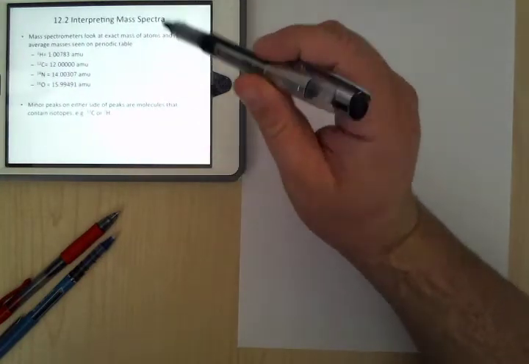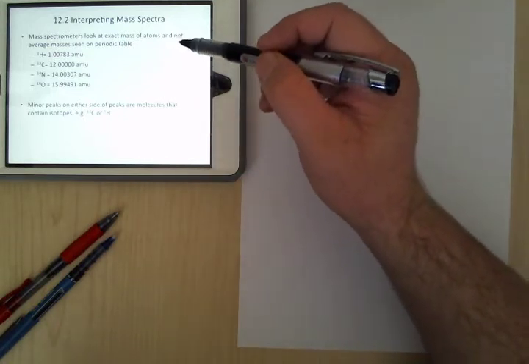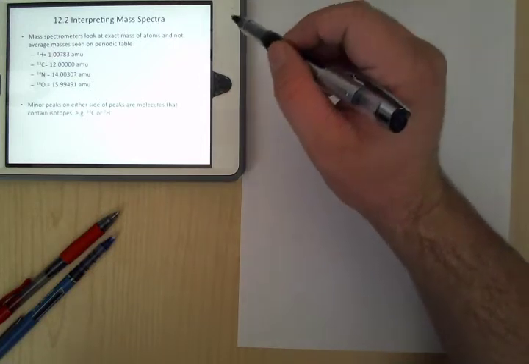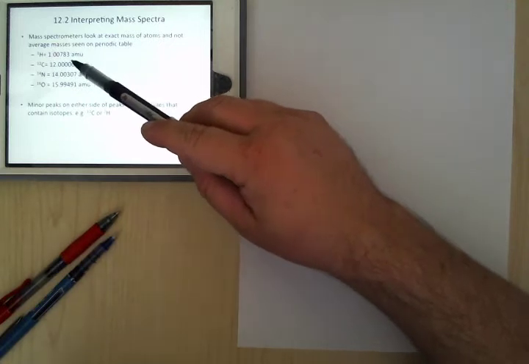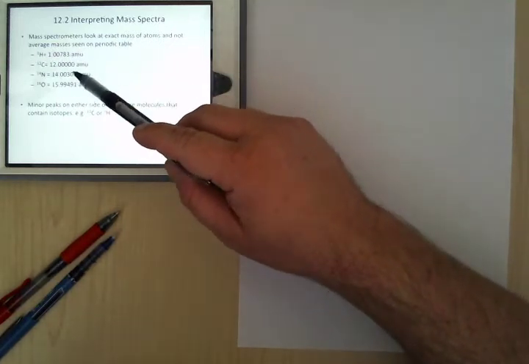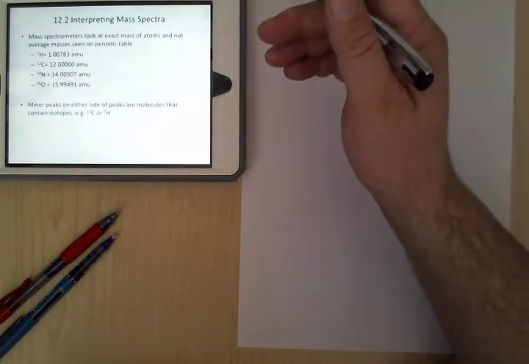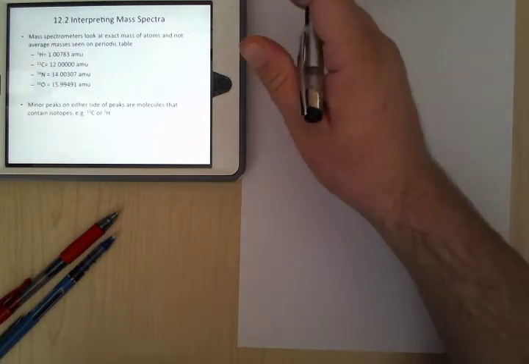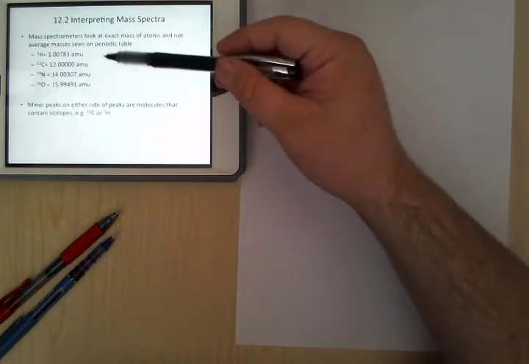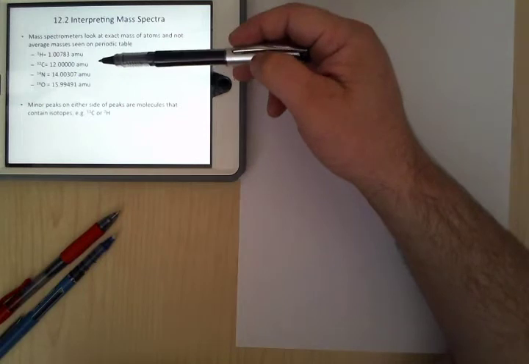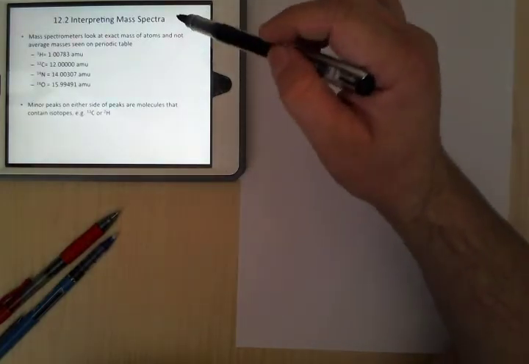The problem is what you're looking at in the mass spectrum is not the average. You think of carbon as being, on the periodic table, 12.01 or whatever it is, and hydrogen is 1.007, or 1.01, I think. Well, as it turns out, what you're actually looking at in the mass spectrum is the exact mass, so carbon's going to be 12, hydrogen's going to be 1, nitrogen 14, oxygen 16. We're not talking about the weighted average of the periodic table. We're talking about exact mass, and so those masses are going to be a little different. They're going to be close, but a little off.